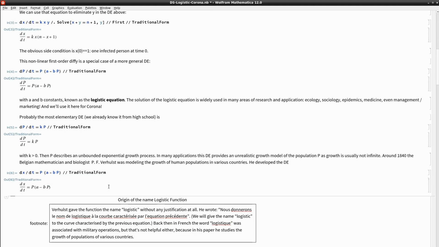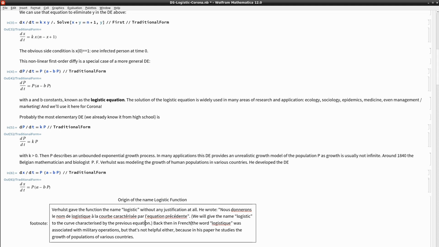I'll spend a moment on the origin of the name logistic function, because usually people don't know where it comes from. He gave the function the name logistic without any justification at all, unfortunately. In a paper he wrote, "Nous donnerons le nom de logistique à la courbe caractérisée par l'équation précédente." And I translate this as, we will give the name logistic to the curve characterized by the previous equation.